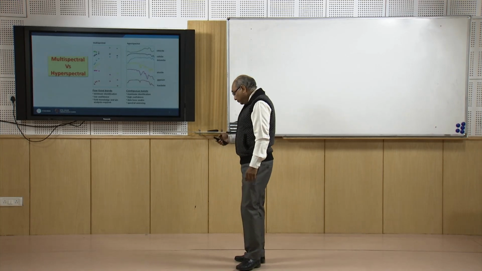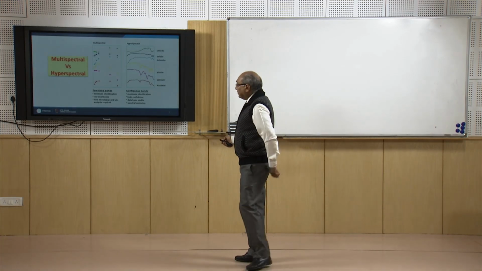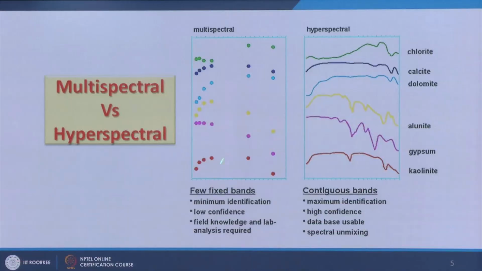Like in multispectral, we used to have just point data against a certain wavelength, but here it is continuous. So minimum identification was possible in multispectral, and low confidence we had. Here in case of hyperspectral, it's a maximum identification, everything could be identified. A slight change in the spectral curve can be correlated in different parts of the EM spectrum. High confidence is there, and here the field knowledge and lab analysis was required.